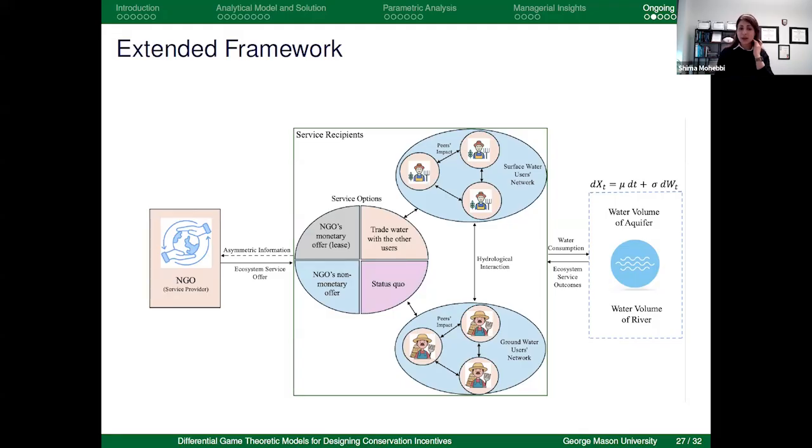The monetary incentive option is defined by three key elements: the lease term, the length of the agreement in years; the lease back option, the ability of the water users to cancel the contract at the start of each decision epoch; and the lease payment, which is the amount paid for leasing during the contract. And we have the same state variables: the volume of water in the aquifer and the river.